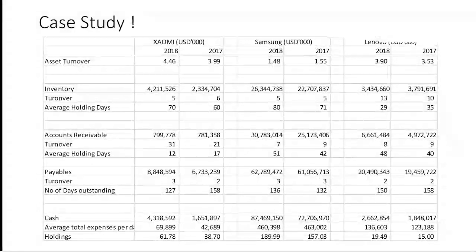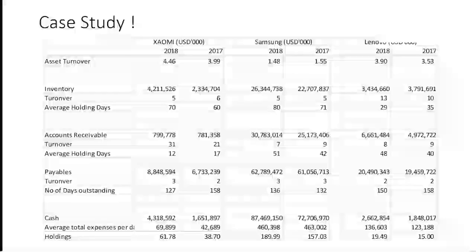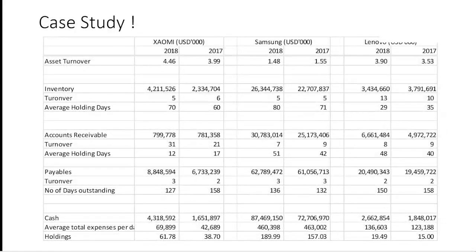Accounts receivable is a different story for all the companies. Accounts receivable turnover means Xiaomi is not selling much on credit. They are collecting within 12 days. Samsung is collecting in 51 days, so quite high, around 1.5 months. And Lenovo takes about 50 days to collect money from their debtors. So it tells a different business model for the three companies. One company is selling faster, another company is collecting faster. Payables, all three companies are the same. They are all paying around 120 days, around 4 months on average.